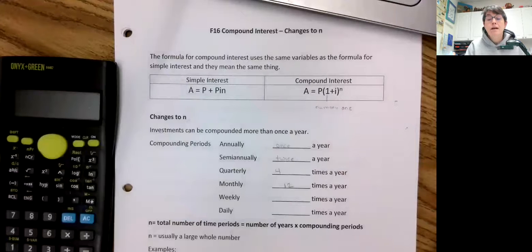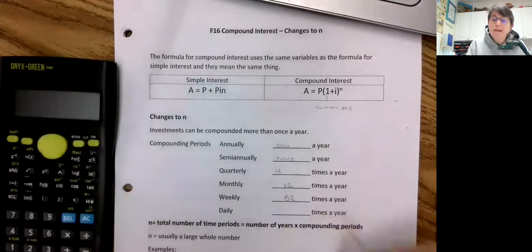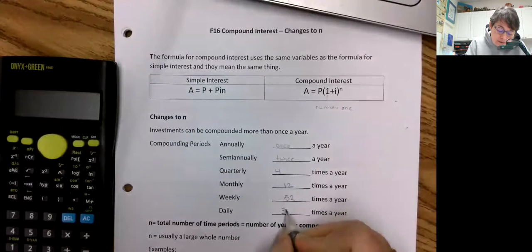All right, big question. How many months in a year? How many weeks in a year? Yes, 52. Occasionally people get confused and they say 48, and then bad things happen. And 365.